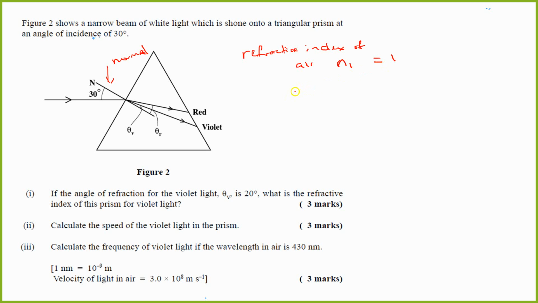Now, the question wants us to find the refractive index of the prism for violet light basically. They gave us the angle of incidence, which is 30 degrees. So all we need to do now is to just remember the formula for Snell's law. Do you remember the equation for Snell's law? The equation for what, sir? Snell's law.